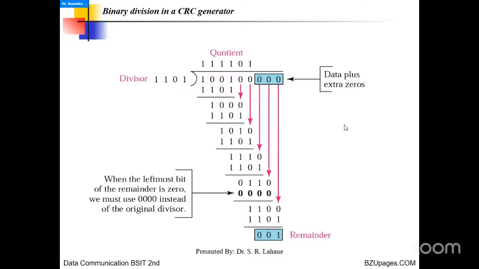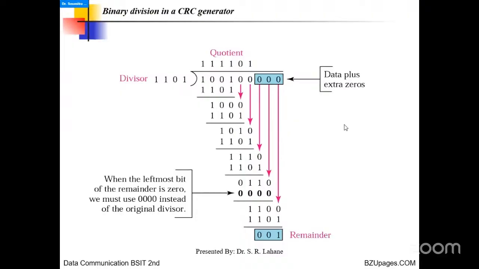and then perform binary division. Then at the end, we will get some remainder. This is the sender side scenario, the CRC generator. We are generating the CRC at the sender side. Append the number of binary 0s equal to the number of divisor bits minus 1, that is 3. Then perform binary division. At the end, we will get the remainder at the sender side. This remainder is called the CRC. The CRC generated at the sender side is 001.